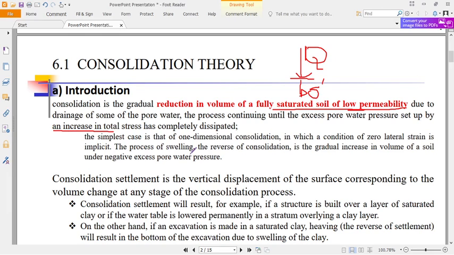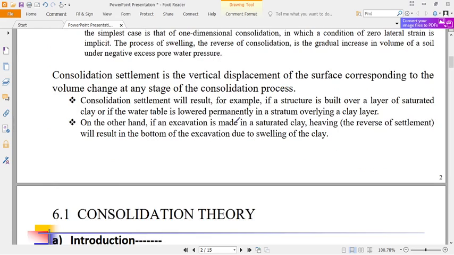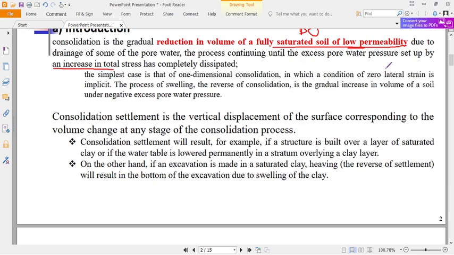The process of swelling, the reverse of consolidation, is a gradual increase in the volume of a soil under negative excess pore water pressure. So we are going to see that when you load this soil vertically, there is zero lateral strain. So from that we can determine the coefficient, and we can use this to determine the void ratio, which was a very important parameter in the deformation of soil.